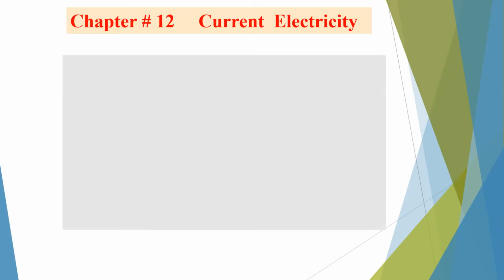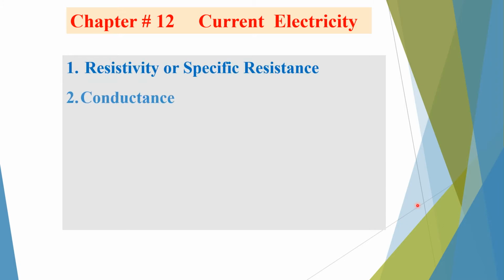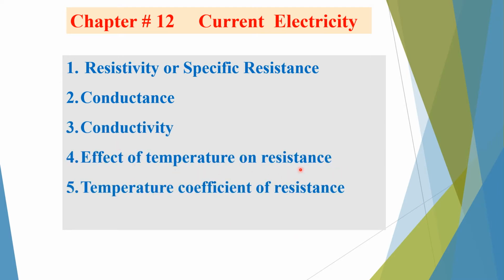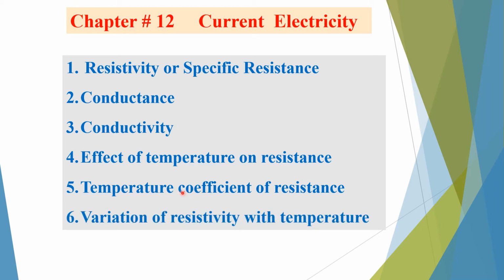In previous lecture, we started chapter number 12, current electricity, and now we will continue this chapter. We will discuss resistivity or specific resistance, conductance, conductivity, effect of temperature on resistance, temperature coefficient of resistance, variation of resistivity with temperature.